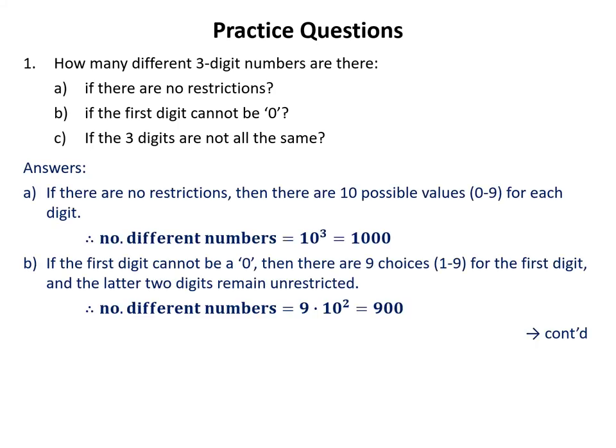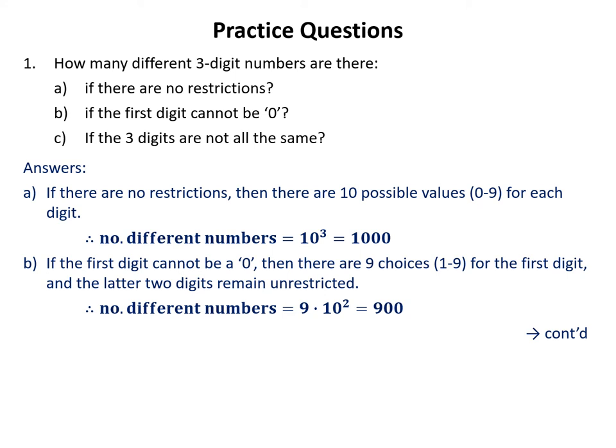For part A, if there are no restrictions, then this is simply a matter of we have 10 possible values, 0 through 9, for each digit, and there are 3 digits in a row. So the number of different numbers simply equals 10 times 10 times 10, or 10 to the power of 3, which equals 1,000.